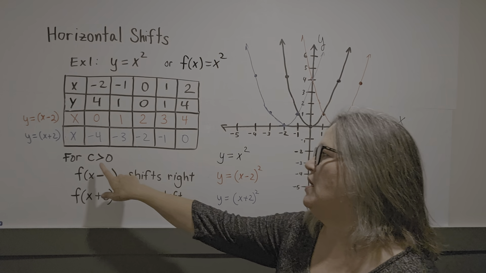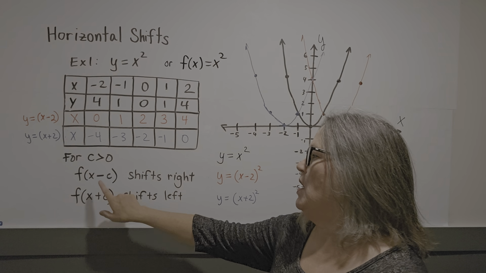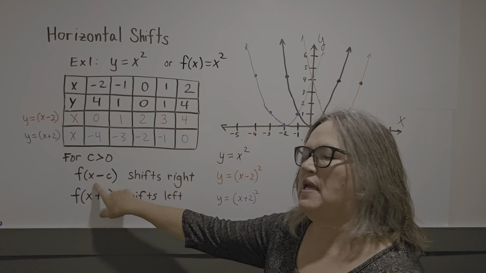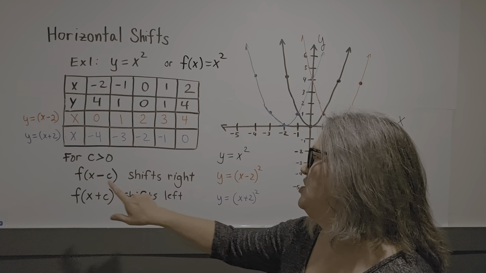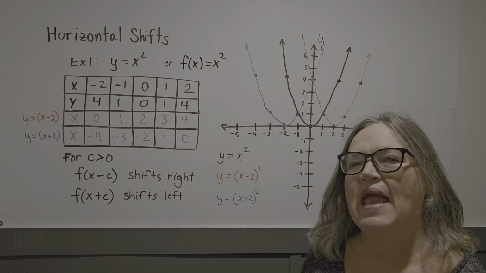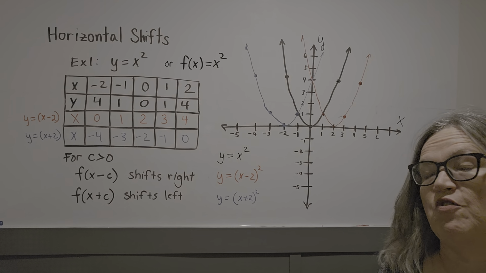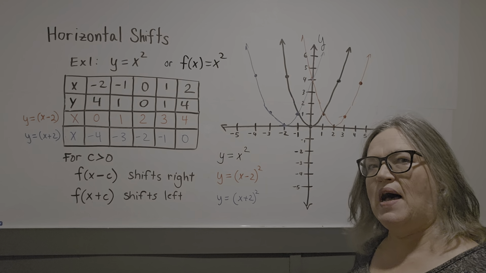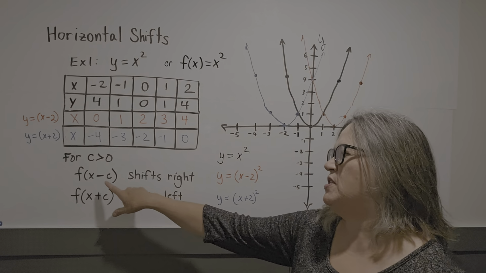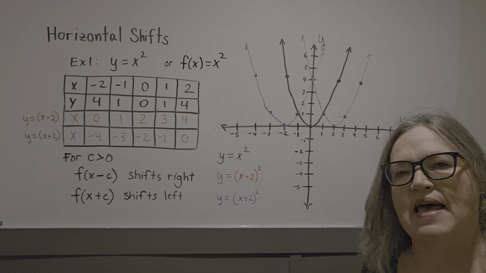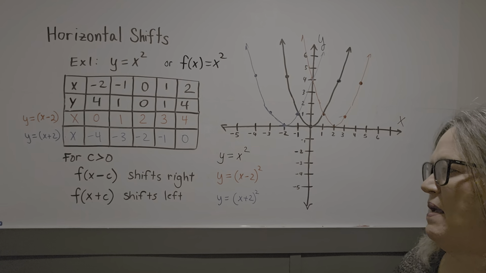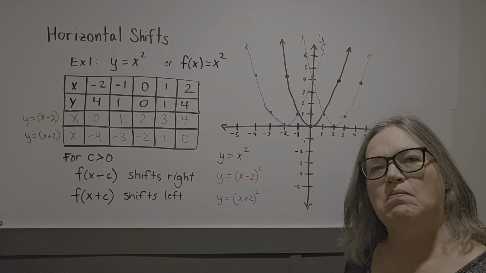So if we have a constant c greater than 0, if we subtract c from x inside the function, it's going to shift to the right. And that's kind of counterintuitive because the right is in the positive direction and we're subtracting. So why is that? Same here with to the left. You're adding c to the x values to get a leftward shift, and that might be a little confusing.